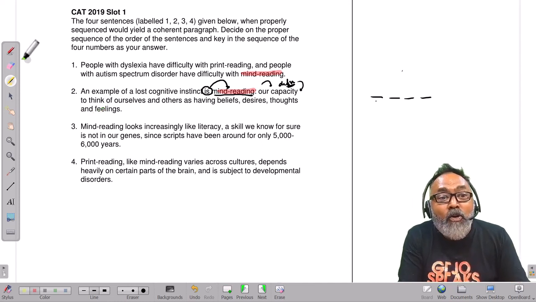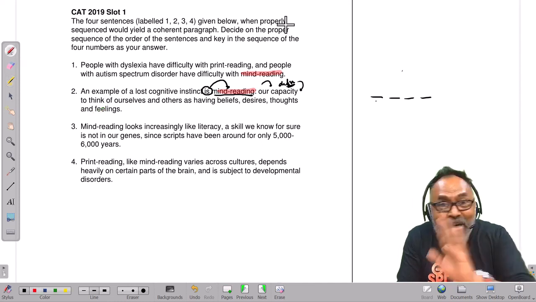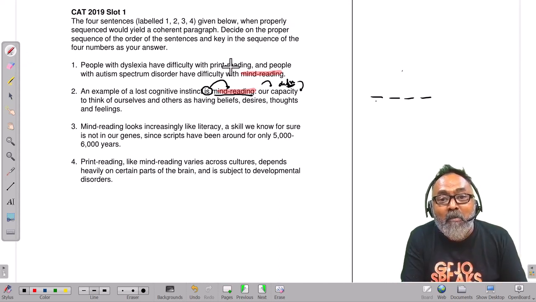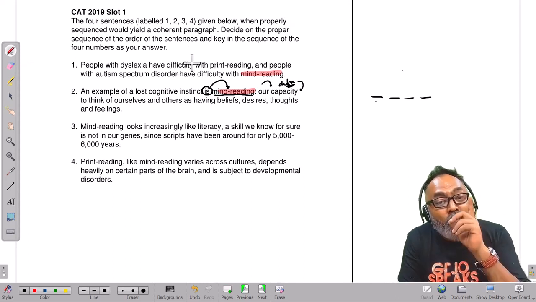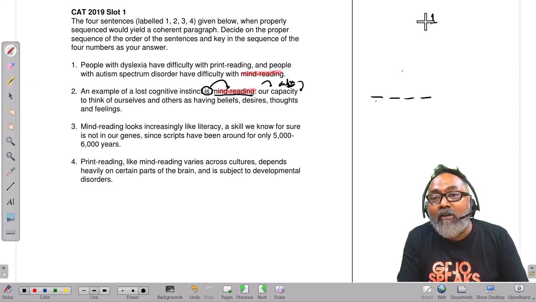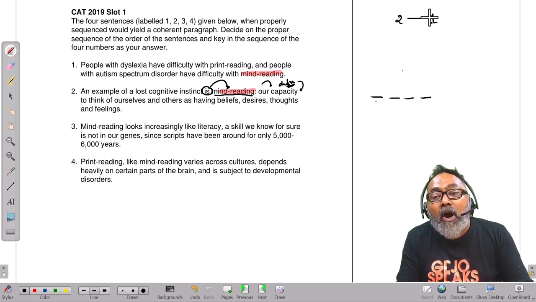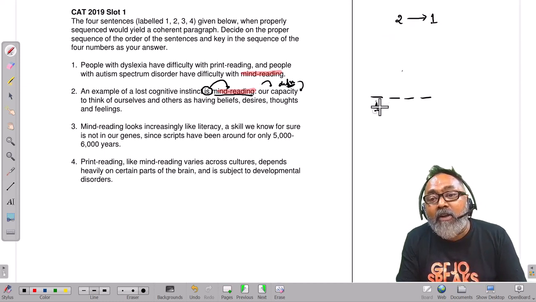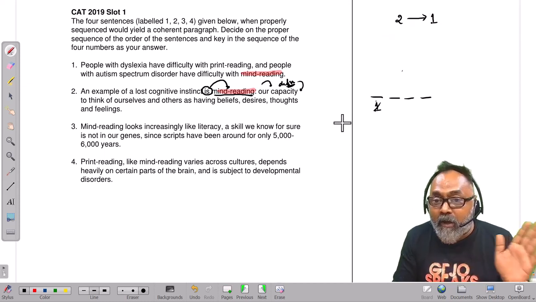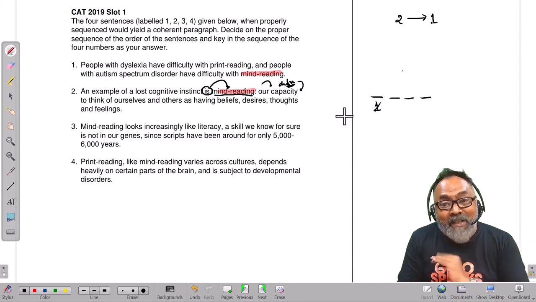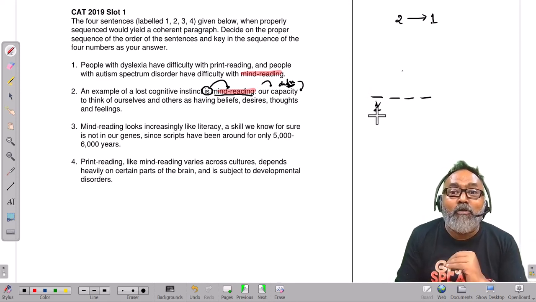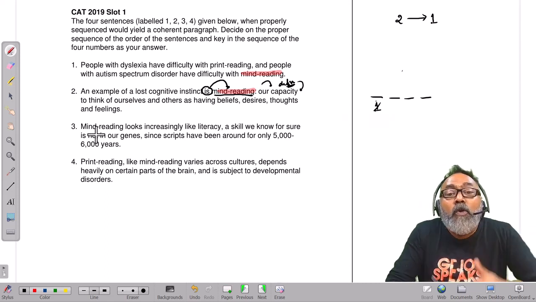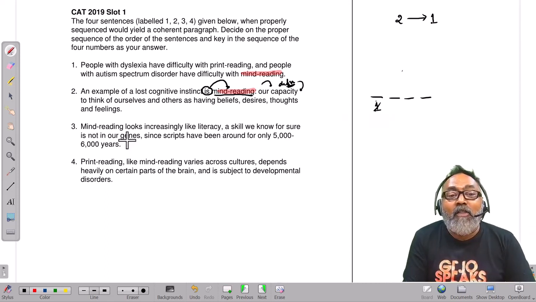Which means I don't know whether 2 and 1 is going to be a block. That I'm not too sure. There is nothing that suggests that these are already blocked, because you're already talking about print reading, a lot of other things. But what I know for sure is that 1 has to come somewhere later than 2, or I can safely say that 1 is definitely not going to be the start. That at least I'm sure of, because 1 cannot come before 2. 2 is where mind reading got introduced. Let's look at the third sentence.